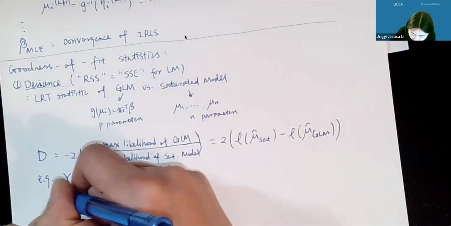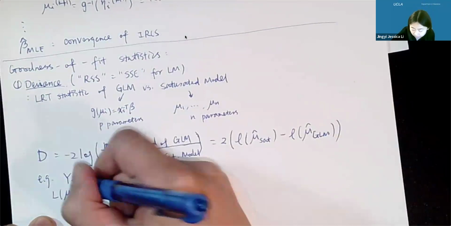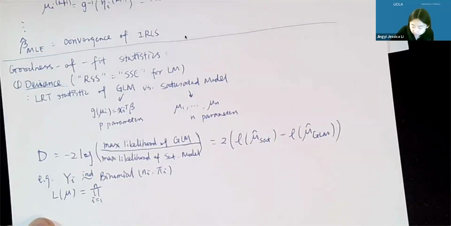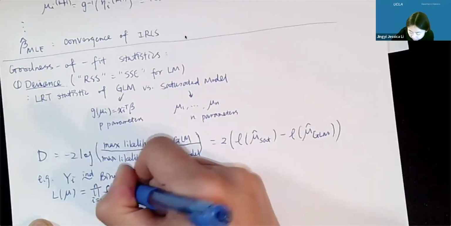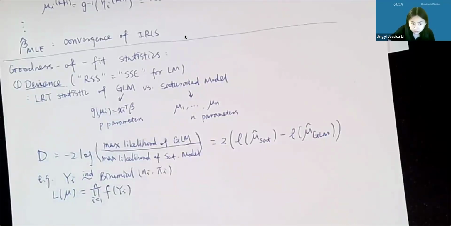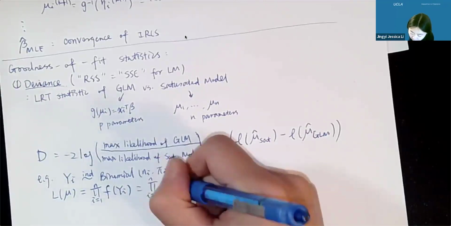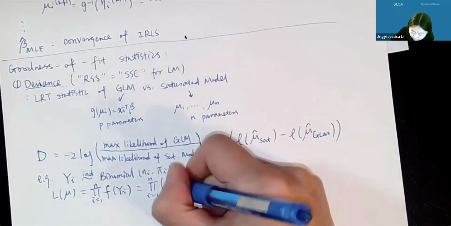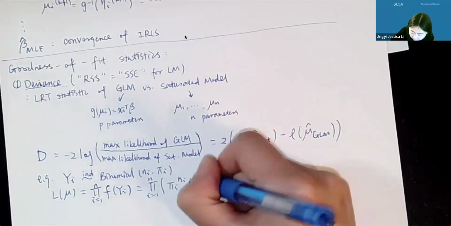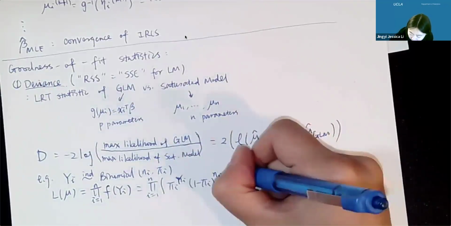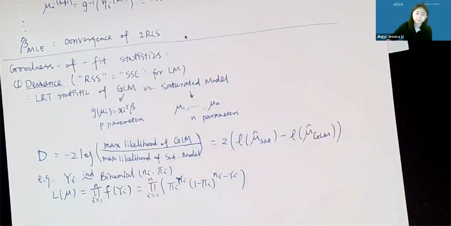So the likelihood of mu is the product from 1 to n of the probability mass function f at the observed yi, and we use the probability mass function of the binomial. Just for your information, this is equal to pi_i to the power yi times (1 minus pi_i) to the power ni minus yi. That's it. I'm not using mu_i yet, but I can later convert pi_i to mu_i.